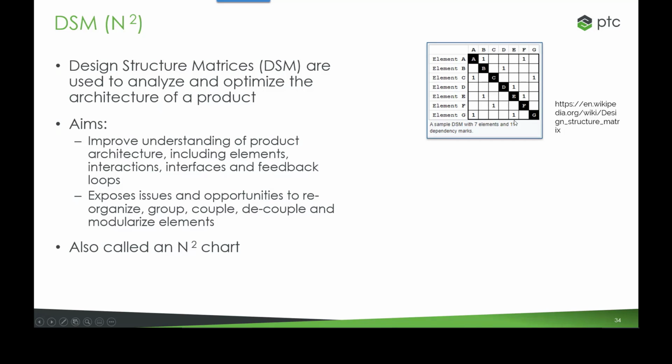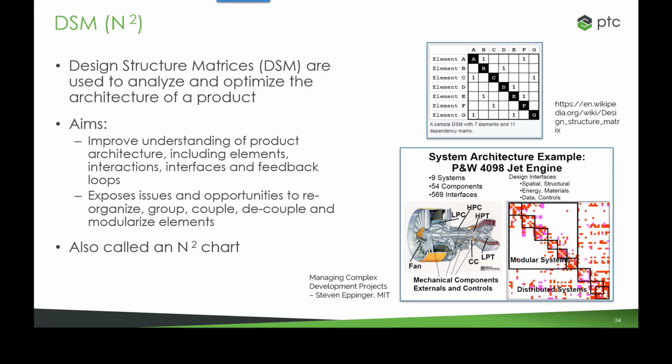It helps to expose problems or opportunities within the organization, the architecture of that product. Maybe things need to be more closely coupled together or grouped together, or maybe things should be decoupled so they can become more modular. It's quite difficult to understand until you start using it, but it's a powerful tool to analyze an architecture. It's also called an n-squared chart.